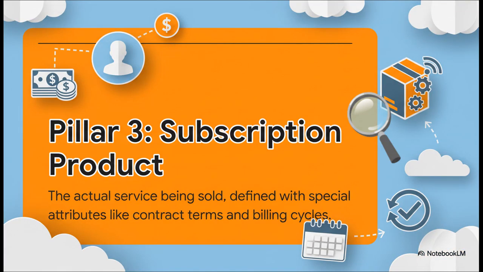And that brings us to our third and final pillar, the subscription product. This is the what. It's the actual service or product the customer is buying. Now, inside SAP, it's set up kind of like any other product, but it's packed with all these special subscription rules. Things like the contract length, renewal terms, how often the bill goes out. You get the idea. The whole rulebook for the service lives here.